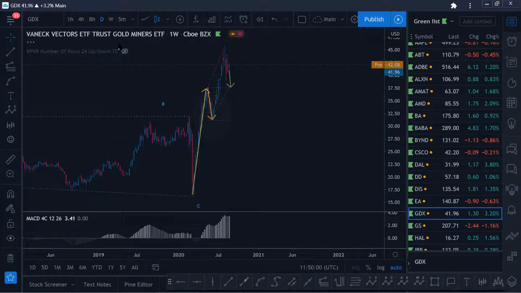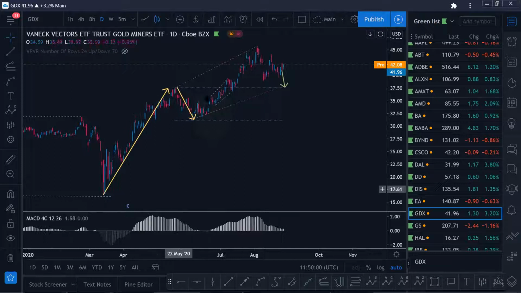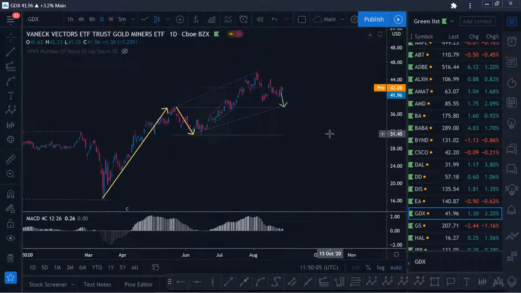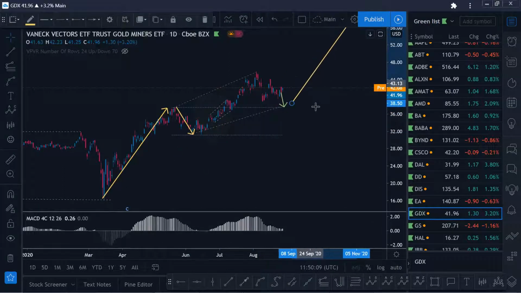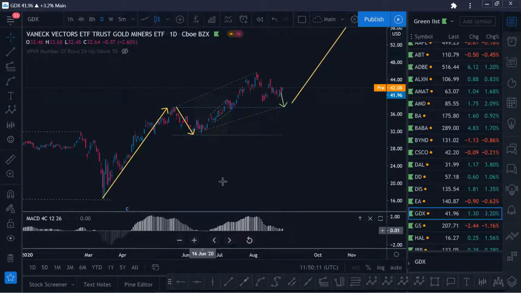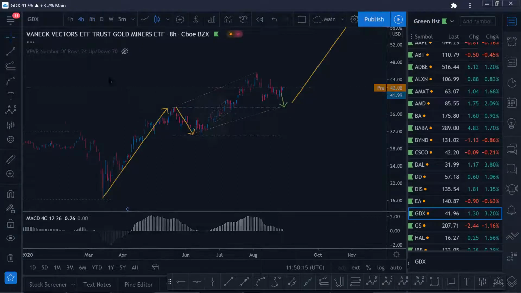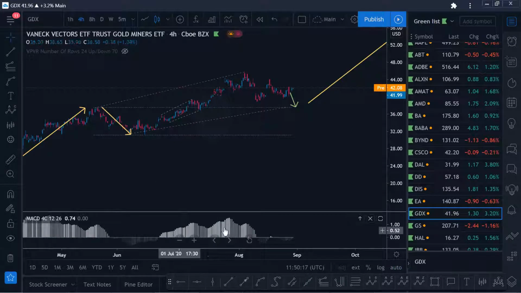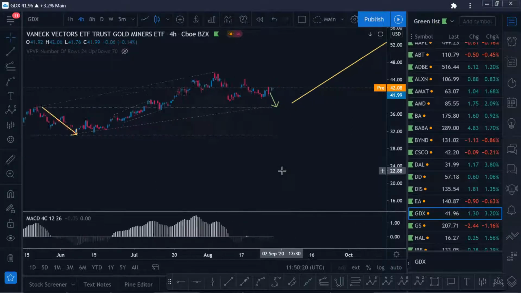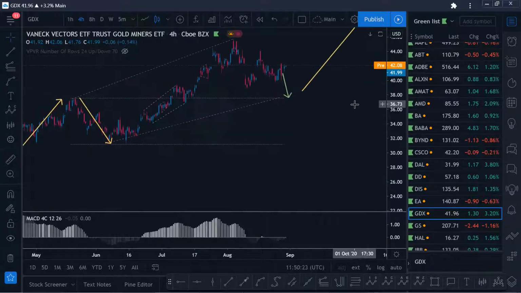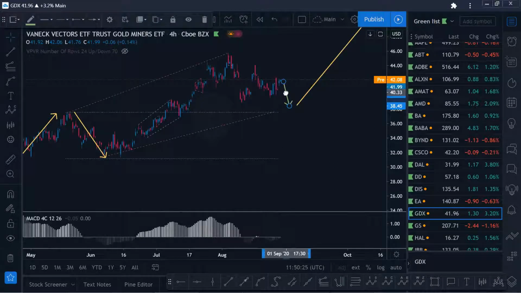GDX, we remain in correction. We still want to see this running flat correction play out before we see continuation to the upside. I'd like to see another little crossover here to match this one on the daily. We already see it on the 4-hour. We've had a nice crossover. We've had a secondary crossover. I think we're going to get a little bit of consolidation here and then one last push potentially down to break our highs at 37.63, and that's going to be a great place to get long GDX.